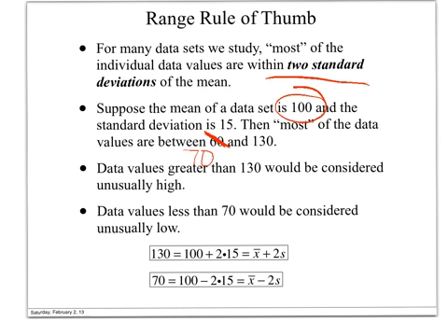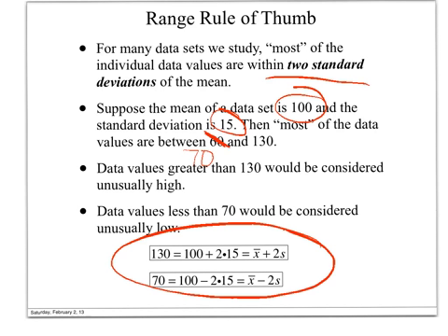So if the mean of a data set is 100, as in IQ scores, and the standard deviation is 15, 2 standard deviations would be 30, just 2 times 15. So most of the data is between 130 and 70. And the reason is because 130 is 100 plus 2 standard deviations. Remember, a standard deviation in this data is 15, so 2 standard deviations is 2 times 15. 100 plus 2 times 15 is 130, and 100 minus 2 times 15 is 70. And so we say that most of the data that we're going to study is within 2 standard deviations of the mean.